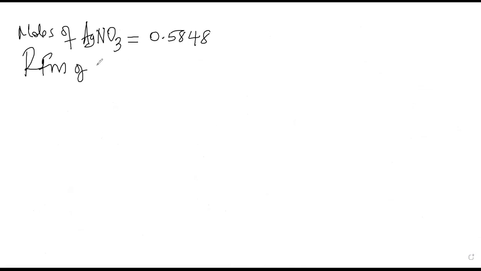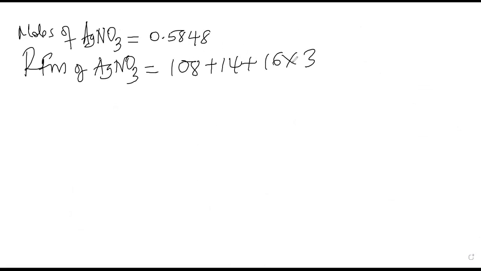So moles of silver nitrate are 0.5848. These are the moles required. So I can get the relative formula mass of silver nitrate. Silver is 108, nitrogen is 14, while oxygen is 16 times 3. This is 108 plus 14 plus 48, which gives us 170.